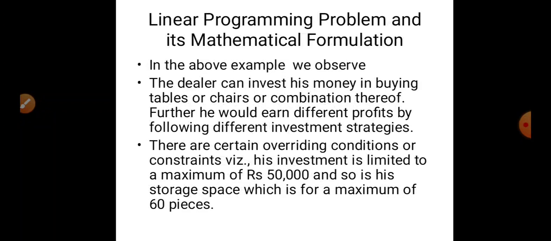Next, in the above example, what we have observed: the dealer can invest his money in tables or chairs or a combination thereof. It means he can buy only tables and sell tables, and he will get some profit. He can buy only chairs and after selling he can get some profit. And he can buy both. He has to decide what he will go for to get maximum profit.